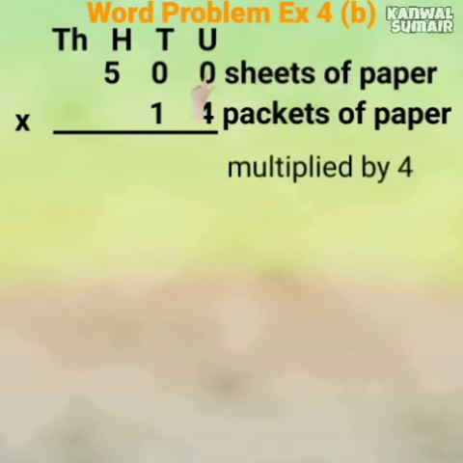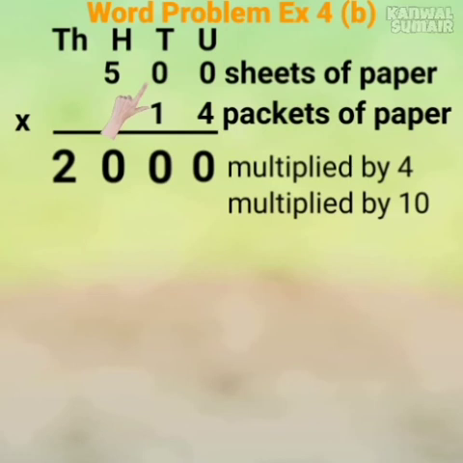4 times 0 is 0. Write 0 at units place value. 4 times 0 is 0. Write 0 at tens place value. 4 times 5 is 20. Write 20 down. Now let's multiply 1 tens with 500.